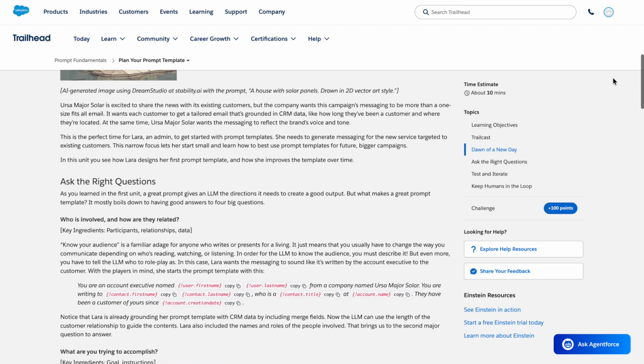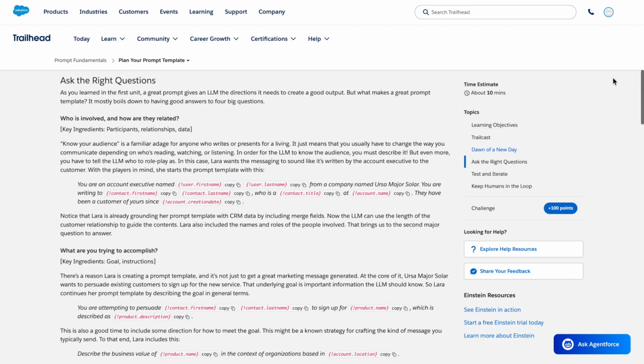Ask the right questions. As you learned in the first unit, a great prompt gives an LLM the directions it needs to create a good output. But what makes a great prompt template? It mostly boils down to having good answers to 4 big questions. Who is involved and how are they related? Key ingredients, participants, relationships, data.